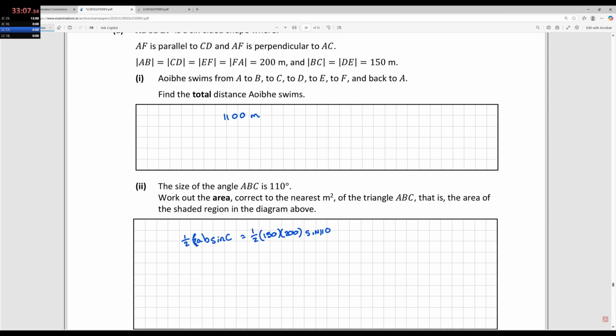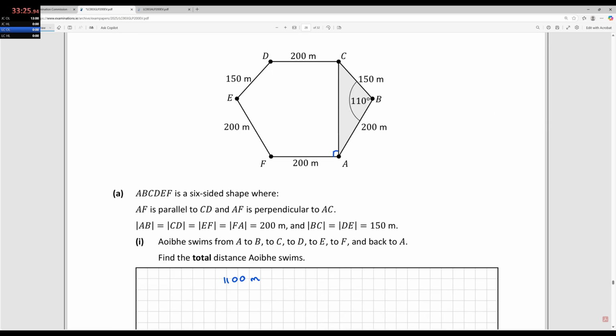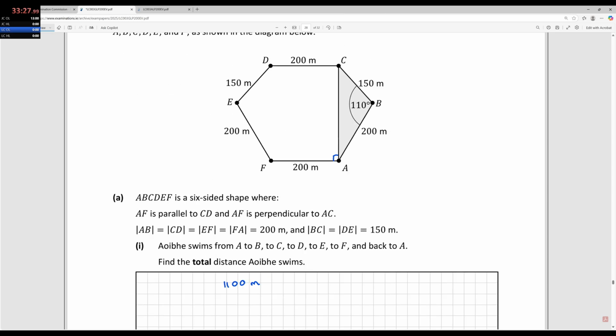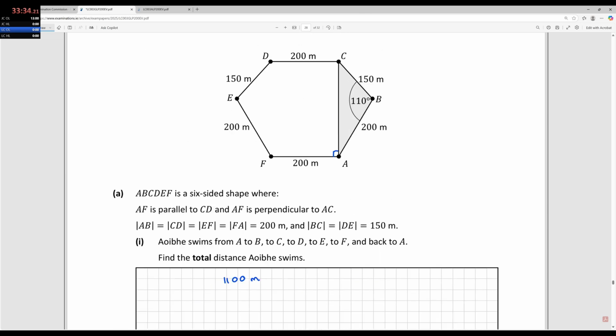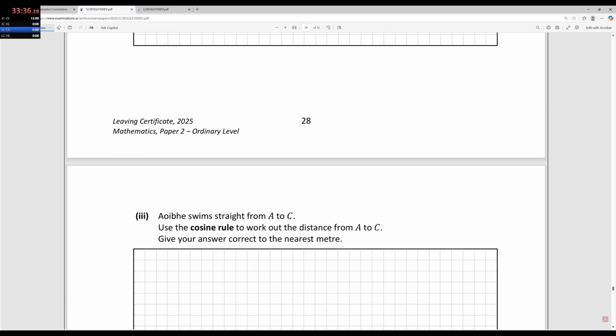So that's going to be, that seems like a massive number, but okay. To the nearest meter squared, I suppose it's just going to be a massive number. 150, 200 and the 110 are all correct. The formula is correct. I think that yeah, okay, we're just going to have to live with that.